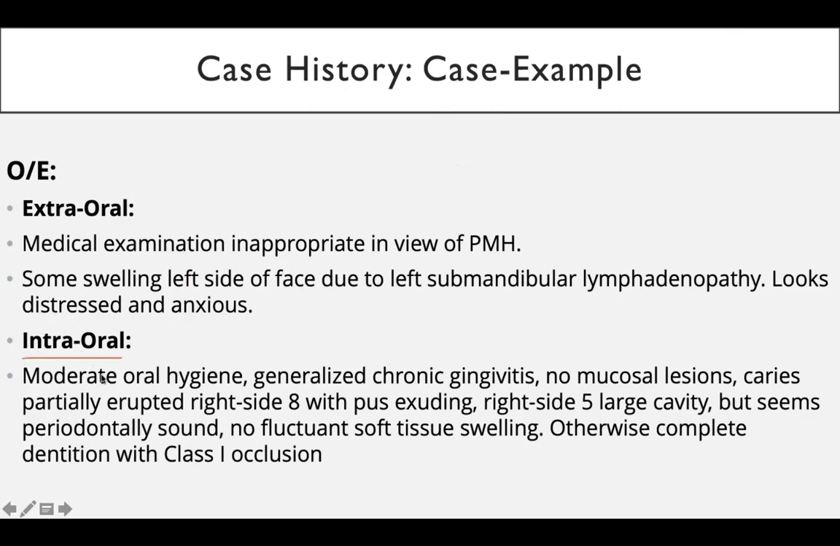And then for intraoral examination, you go for more. We have recorded moderate oral hygiene, not so bad, not so hygienic, generalized chronic gingivitis, no mucosal lesions, no rash. Sometimes we have a rash, so no rash, no lesions. Caries, partially erupted 8 on the right side, and it's on the lower jaw, with pus exuding. By the way, this is the Palmer notation system, remember? And on the right side, 5 has a large cavity.